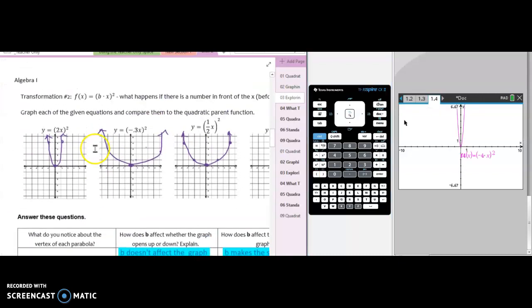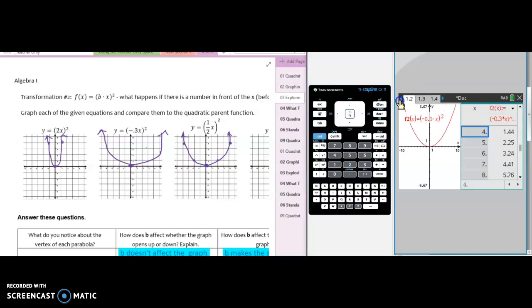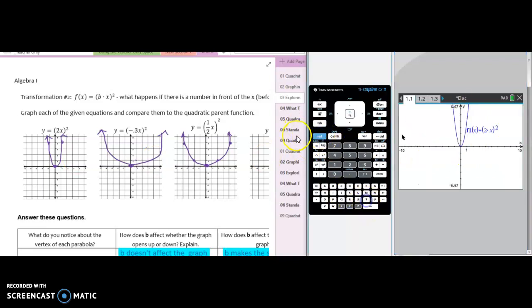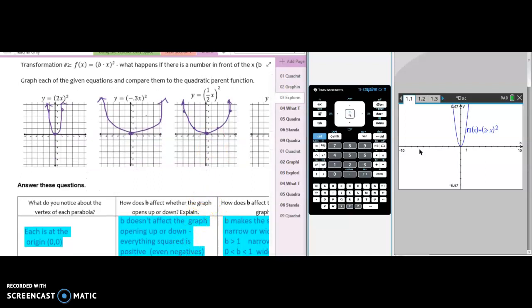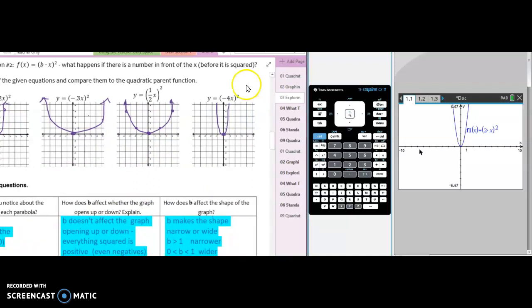Okay, so after you graph these, the first one was y equals (2x) squared. And so what it does, it makes it real narrow, doesn't it? And then (negative 0.3x) all squared. Ooh, look how wide it gets. And then (1/2 x) squared, that's pretty wide too. And then (negative 4x) all squared, and so it's pretty narrow, isn't it?